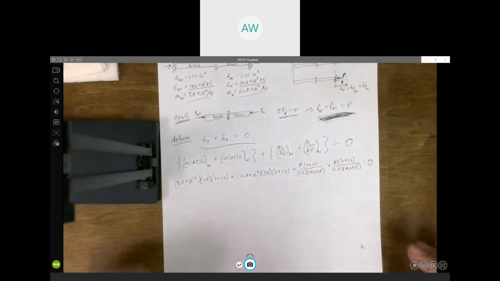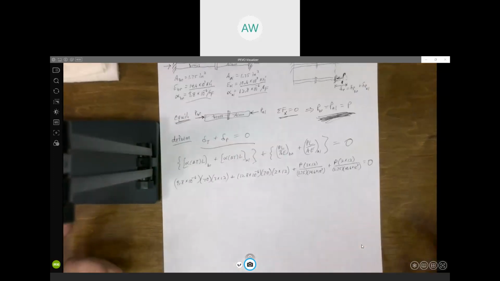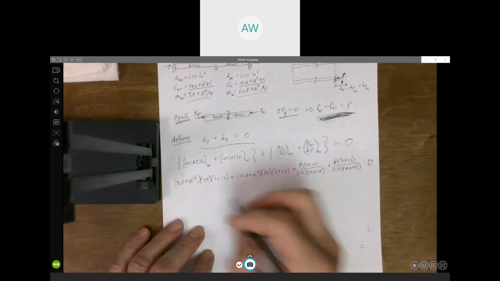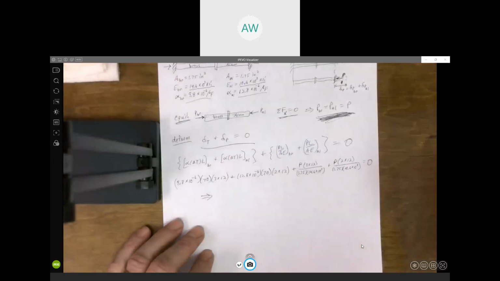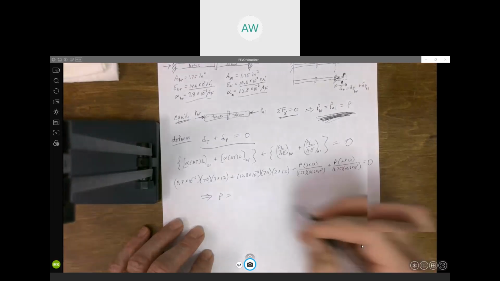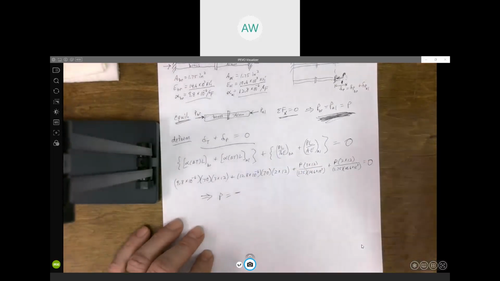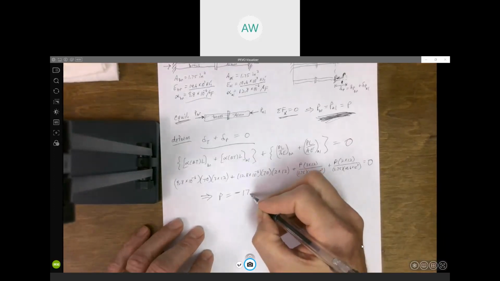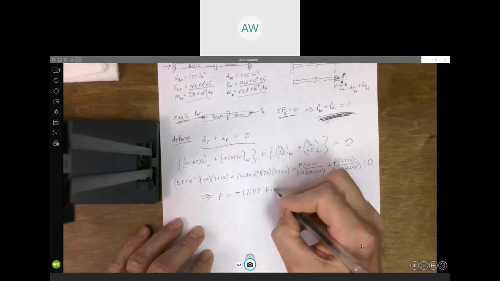Now, I think I wrote all the right numbers in the right place, but if somebody sees where I wrote down the wrong thing somewhere, please speak up and say something. All right. So now the drum roll, big reveal. And remember, this is going to come out in kips, and it's going to be negative because remember this is a compressive force. Try about 17. We'll just round it to 0.09 kips.